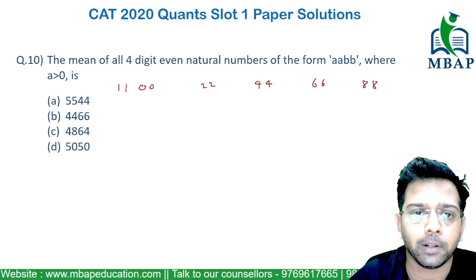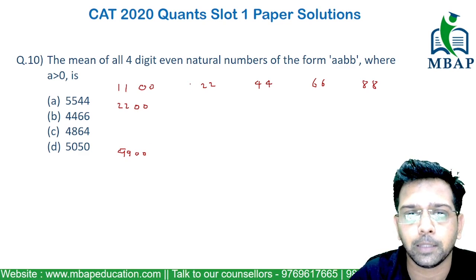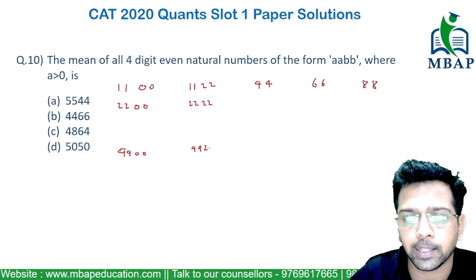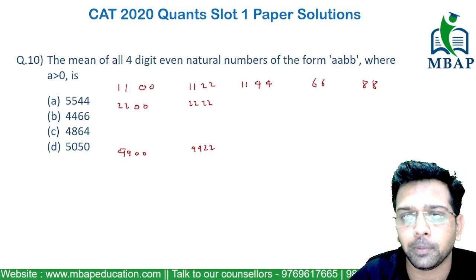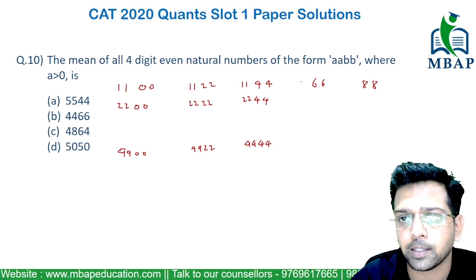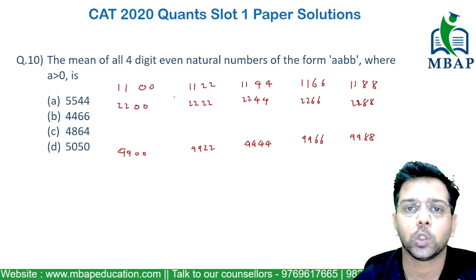The first series of numbers could be 1100, followed by 2200, 3300, going till 9900. The next series of numbers will be 1122, 2222 till 9922. The third series of numbers: 1144, followed by 2244 till 9944. Next, 1166, 2266 till 9966. Next, 1188, 2288 till 9988. Now all the numbers are of the form AABB.